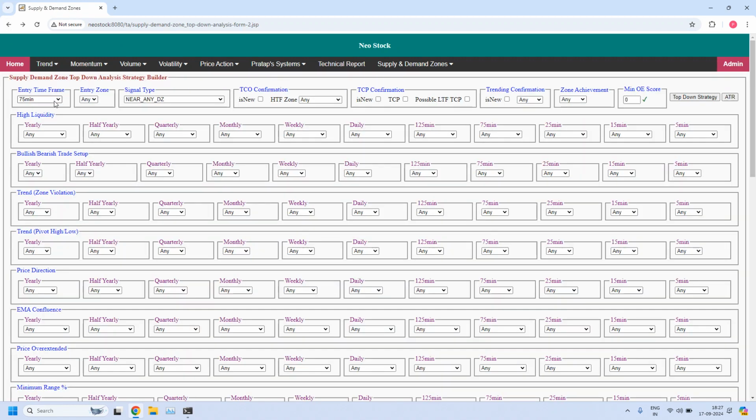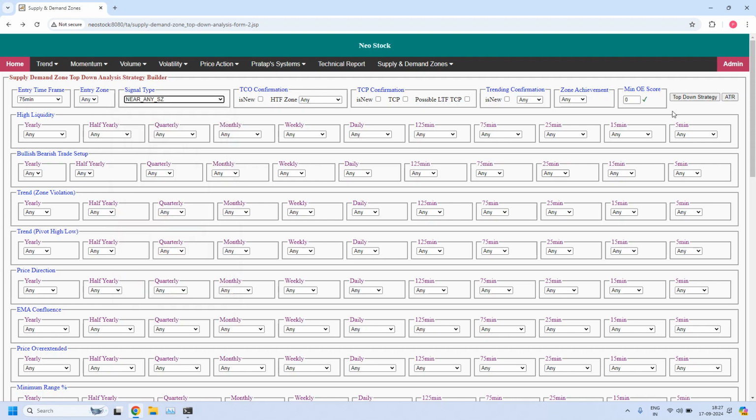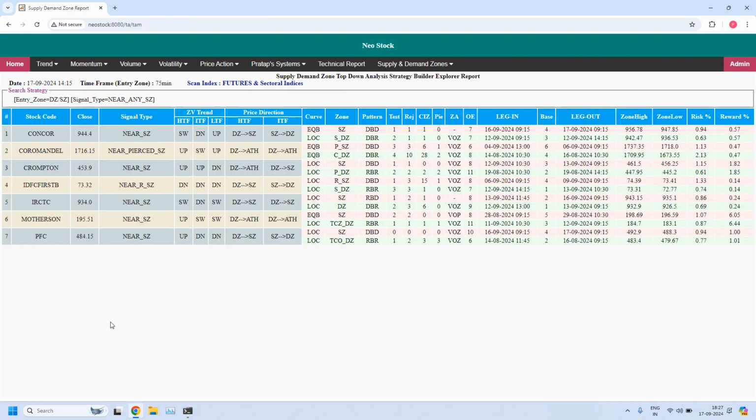Okay, next for 75 minutes time frame, let us find the stocks near 75 minutes supply zone. 7 stocks are filtered. Let's identify any high liquidity 75 minutes supply zone from this list. It is a pierced zone, so not valid. So we don't have any 75 minutes high liquidity supply zones from this list.